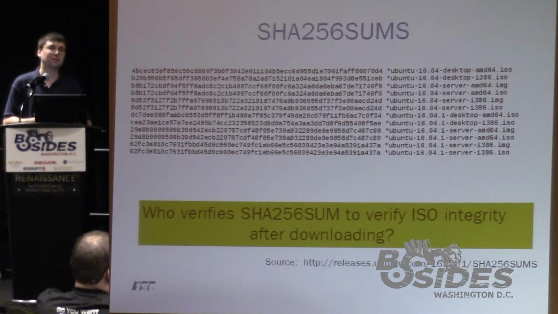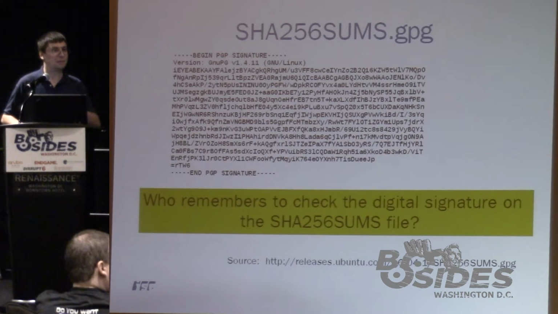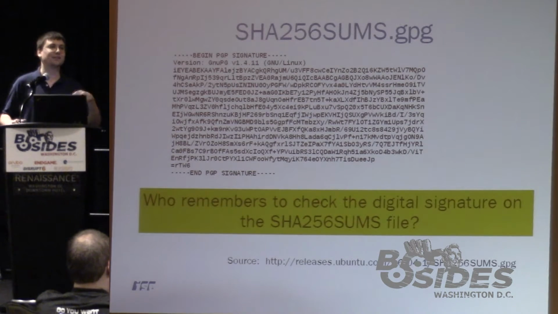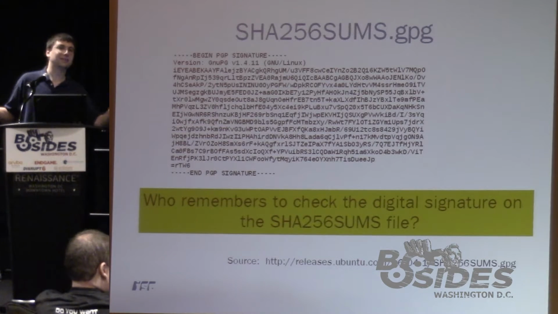Well, this is not something that Ubuntu or Debian or Red Hat, whoever, overlooked. What Ubuntu and Debian actually do is put the signature in a separate file that looks like this. So of the people that download Linux distributions and compare the hash, who actually remembers to verify the signature of the hash? Not so many. One.